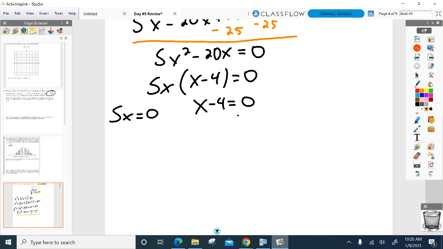Four and zero. Good job. X equals 4 and x equals 0. Good work, everyone. But this is a 4-pointer. I'm only going to give you 3 points on this.